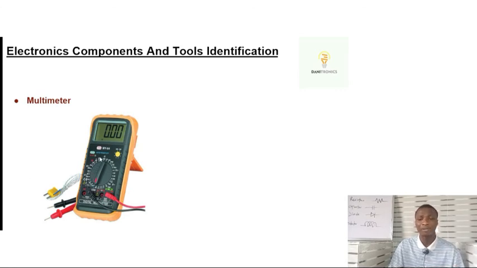We have some meters that are just used to measure voltage. Those ones are called voltmeters. When you have a meter that measures only current, it's called an ammeter. A meter that measures only resistance is called an ohmmeter. But this one is a multimeter. It measures all the quantities I've explained in our previous class.